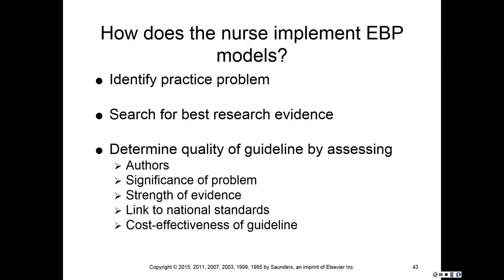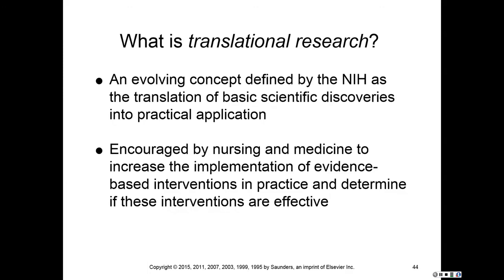How does the nurse implement evidence-based models? They identify a practice problem, they search for best research evidence, and they determine the quality of the guideline by assessing these 5 items. What is translational research? This is an evolving concept defined by NIH as the translation of basic scientific discoveries into practical application. It's encouraged by nursing and medicine to increase the implementation of evidence-based interventions in practice and determine if these interventions are effective. A good example of research coming out of a center is the Iowa Center for Nursing Research.